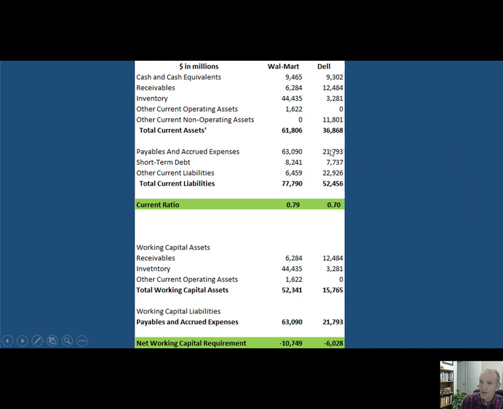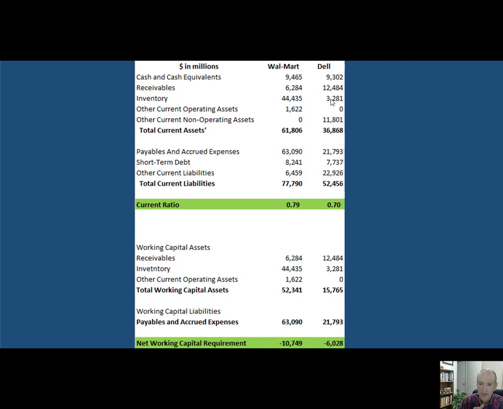And just like Walmart, they pay their vendors after they collect from you and make your computer for you. So it is an incredibly liquid company. So this is the argument I would make on why I think the current ratio is a bad ratio.